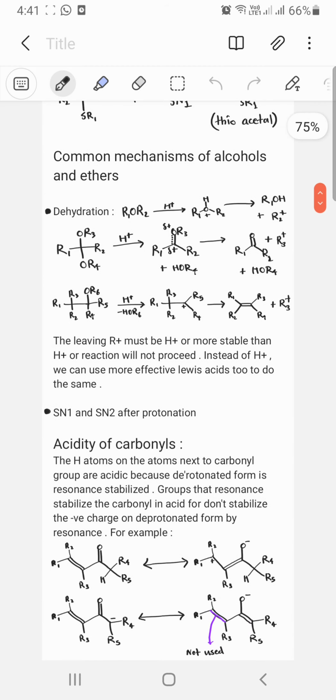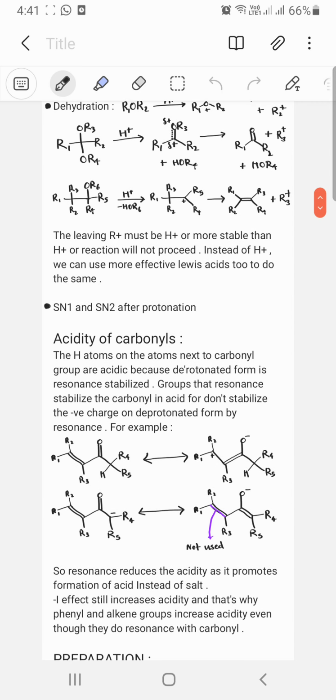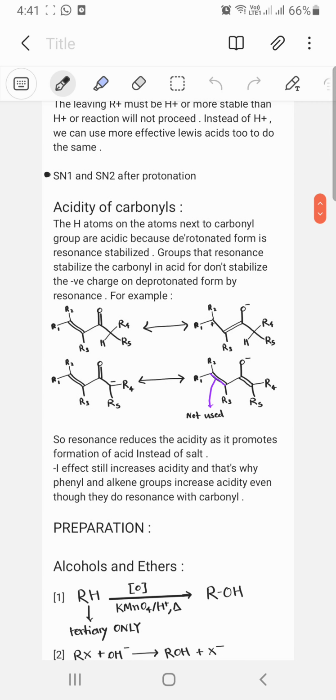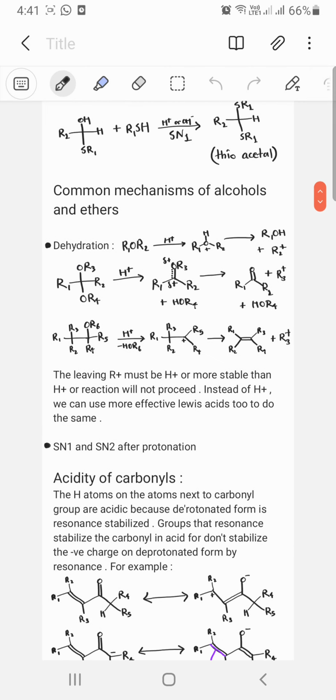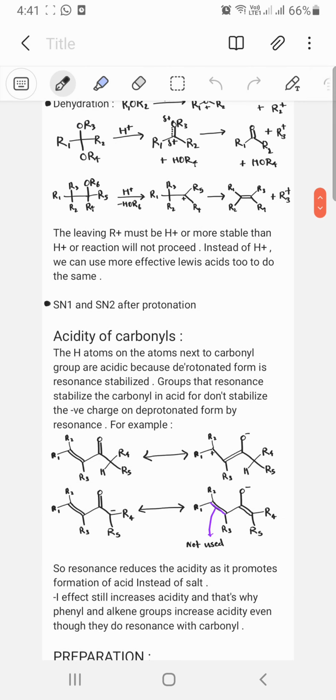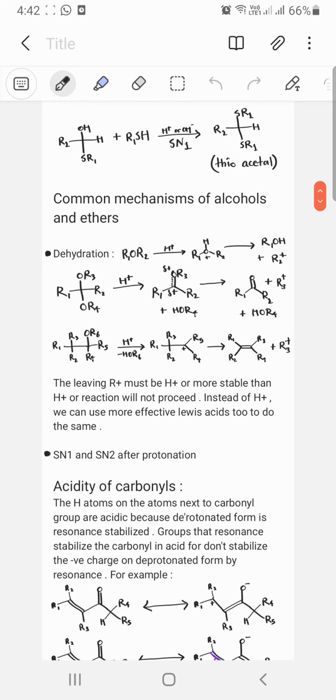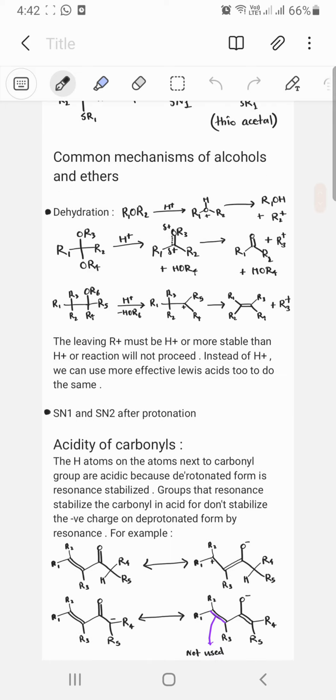The leaving R plus must be H plus or more stable than H plus, or the reaction will not proceed. Instead of H plus, we can use more effective Lewis acids to do the same. Cool. So SN1 and SN2 after protonation is also a common mechanism of alcohols, for example with hydrogen halide acids. With those, you see this mechanism, SN1 and SN2 after protonation.